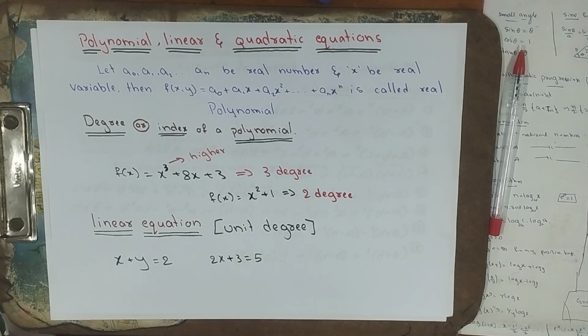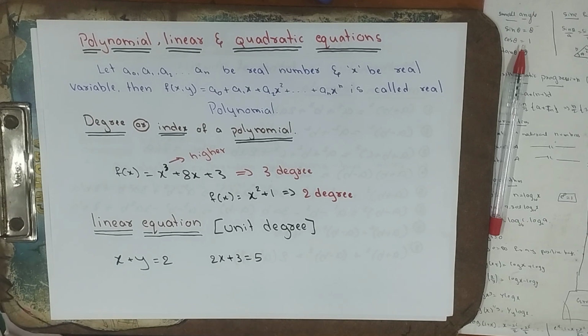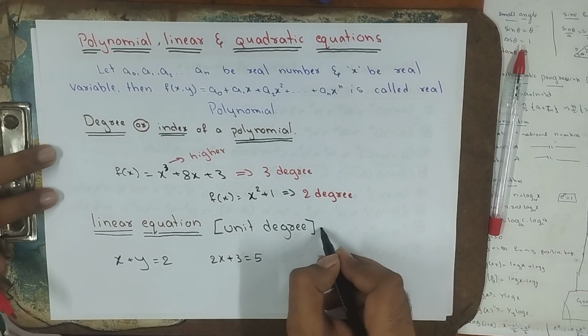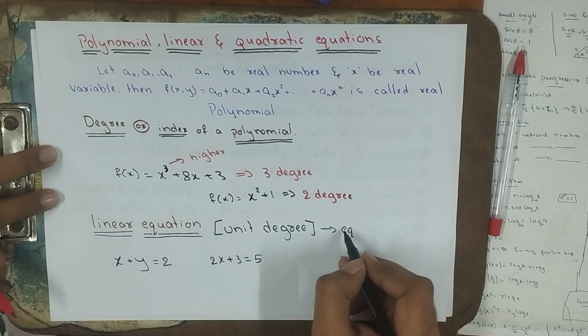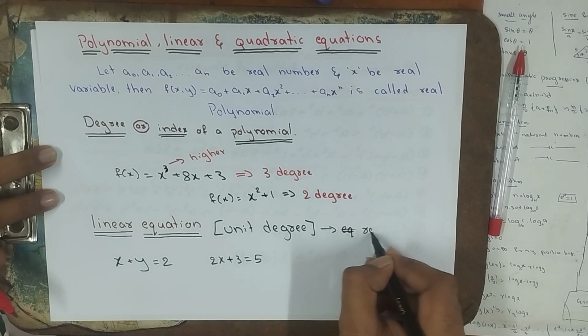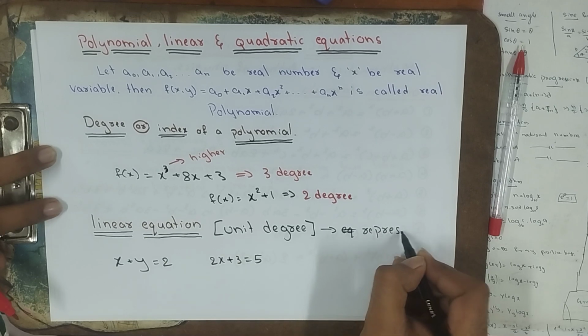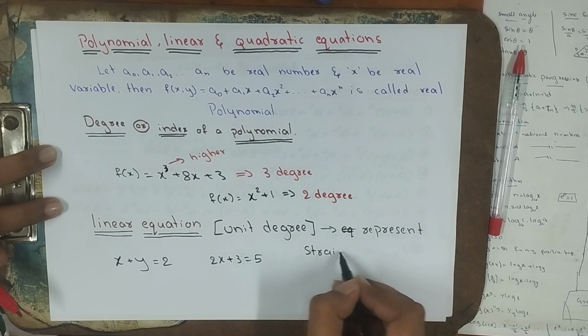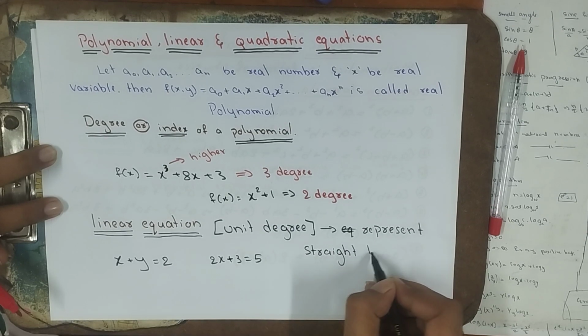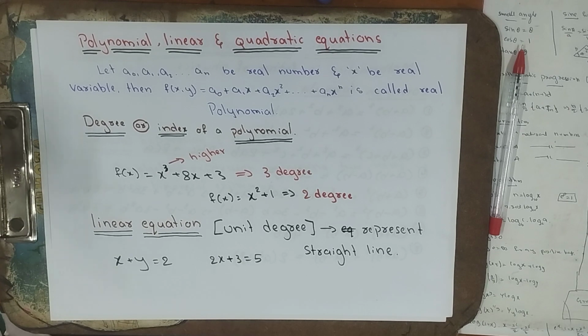Whenever you see a power 1, degree 1, 100% it is going to be a straight line equation. You will see in this motion a straight line. Don't worry. Now just remember one thing: whenever a single degree, then it represents a straight line. Okay now, fine. Can I continue?